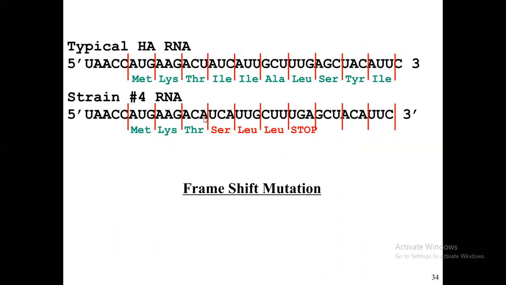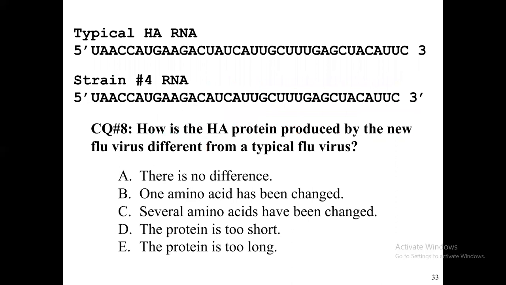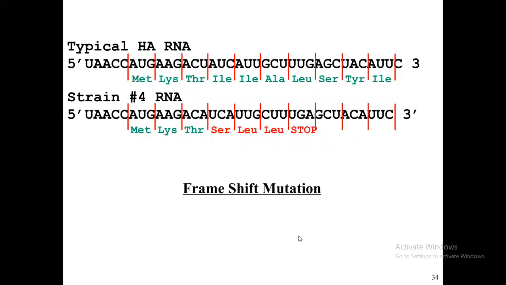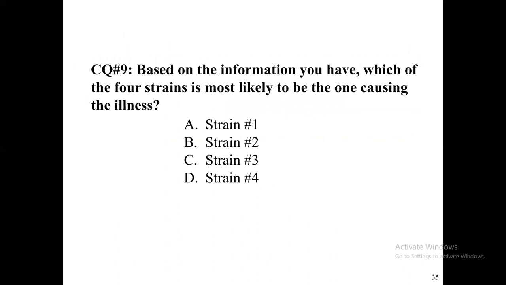That threonine stayed the same, but then everything else from that point forward was changed, and then we hit a stop codon. So most of the time, if you have a frameshift mutation, you're going to end up with a stop codon being hit. So several amino acids have been changed and the protein is too short. So based on the information you have, which of the 4 strains is most likely to be the one causing the illness?